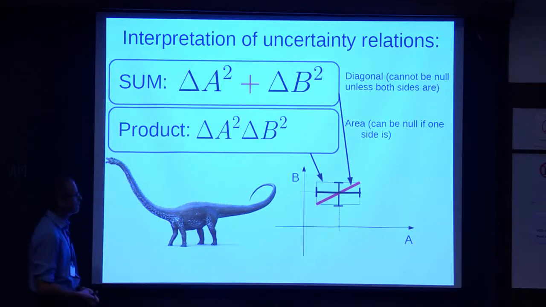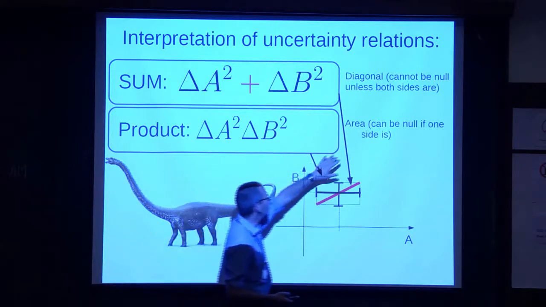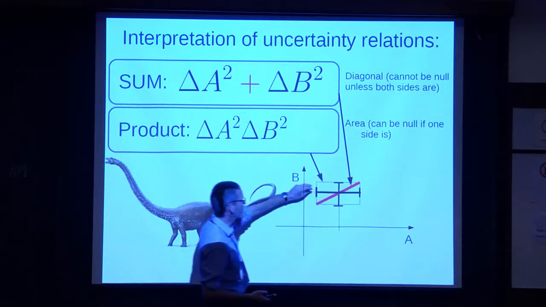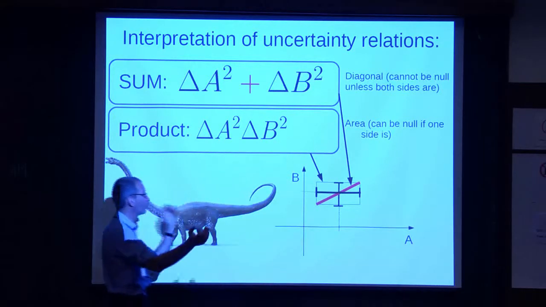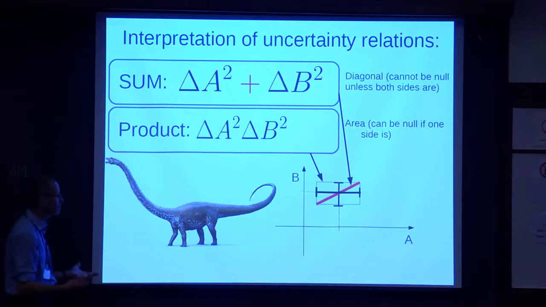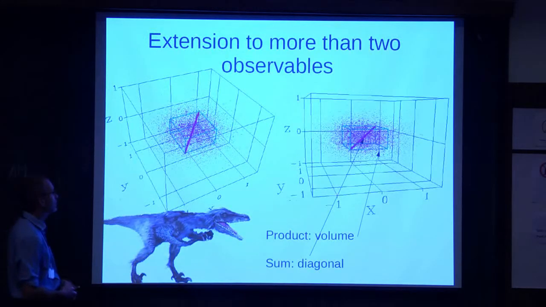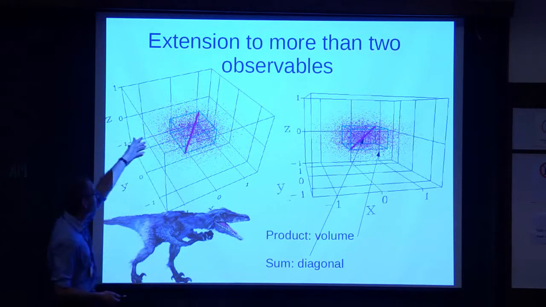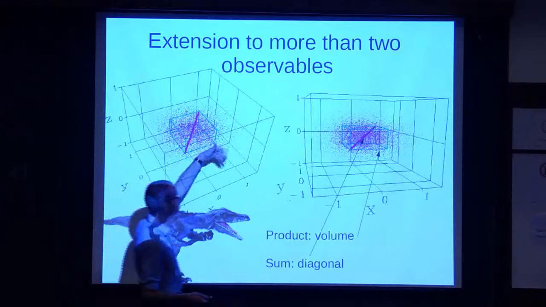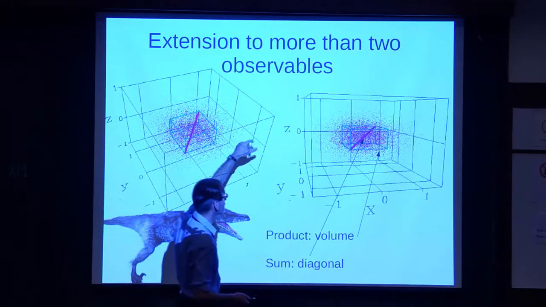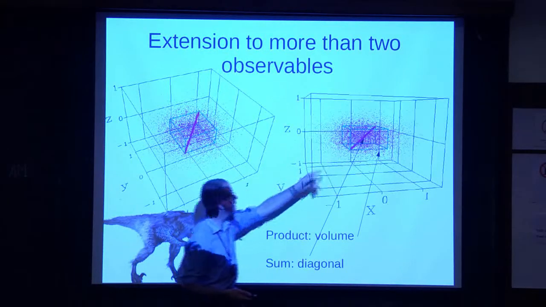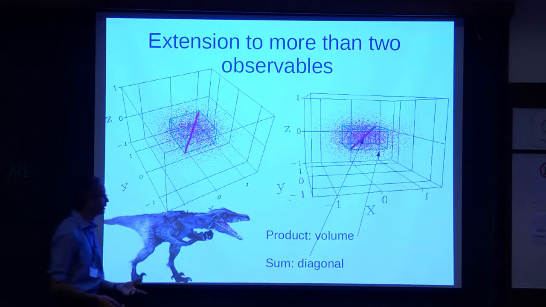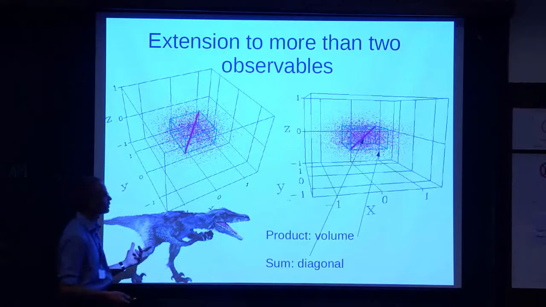It's analogous, but you see immediately that the area can be 0 if one of the two sides of the box is 0. But the diagonal will not be 0 unless the whole box shrinks to a point. So this is the whole idea we are exploring. And of course, you can extend this to multiple dimensions, to more than 2 observables. Like in this case, the product is just the volume of the box that contains the uncertainties, while the sum is just the square length of the diagonal.